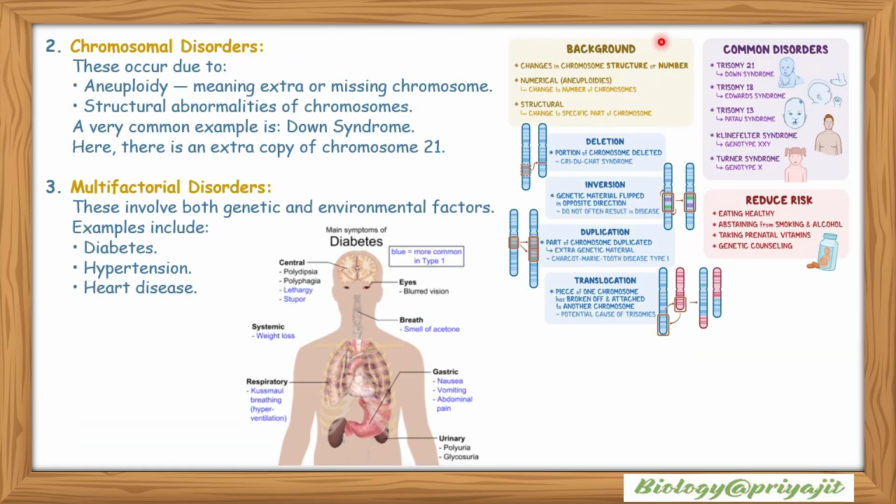Chromosomal disorders occur due to aneuploidy, meaning an extra or missing chromosome. Structural abnormalities of chromosomes can be another reason. A very common example is Down syndrome, where there is an extra copy of chromosome 21, that is trisomy 21. Multifactorial diseases involve both genetic and environmental factors. Examples include diabetes, hypertension, heart disease, etc.